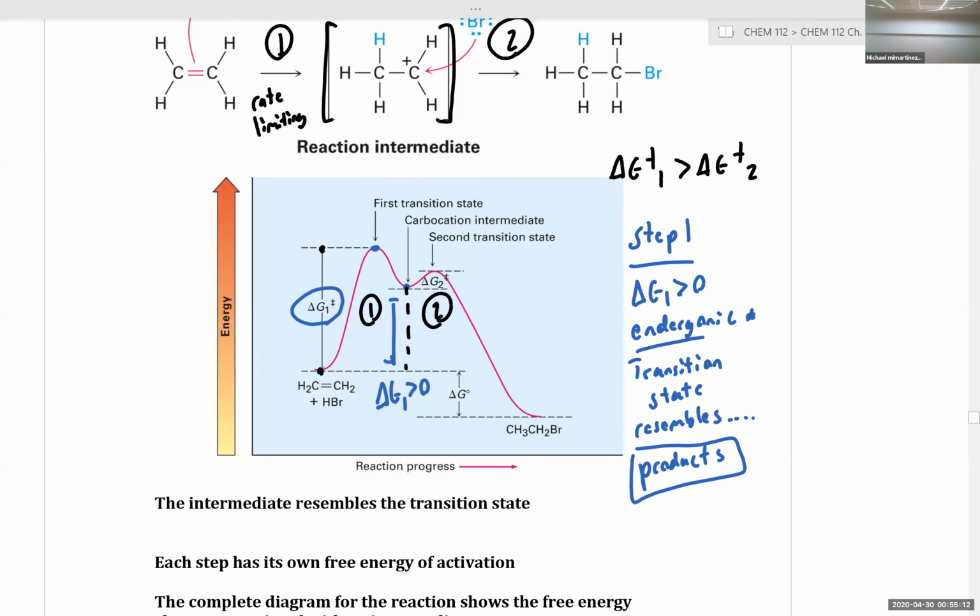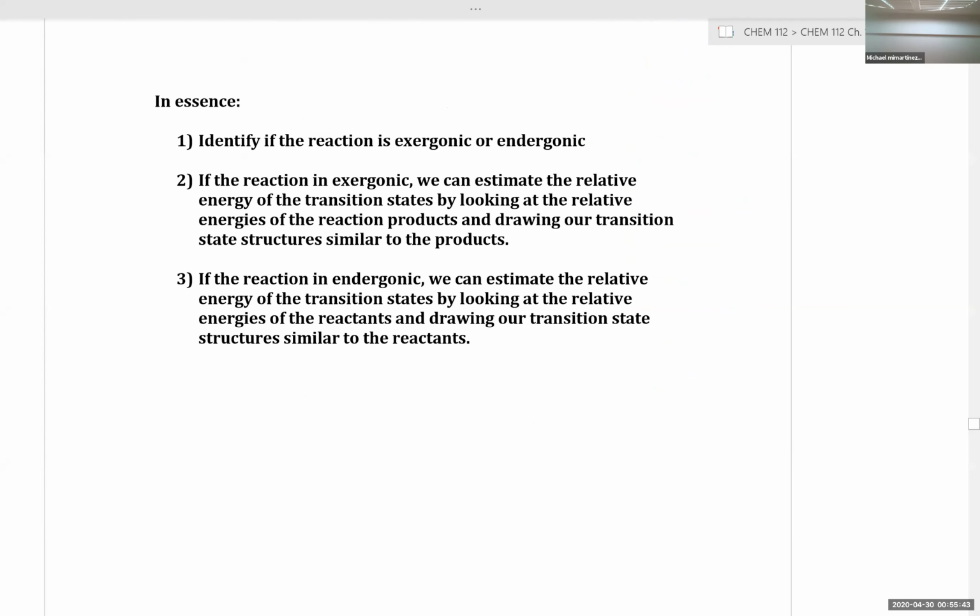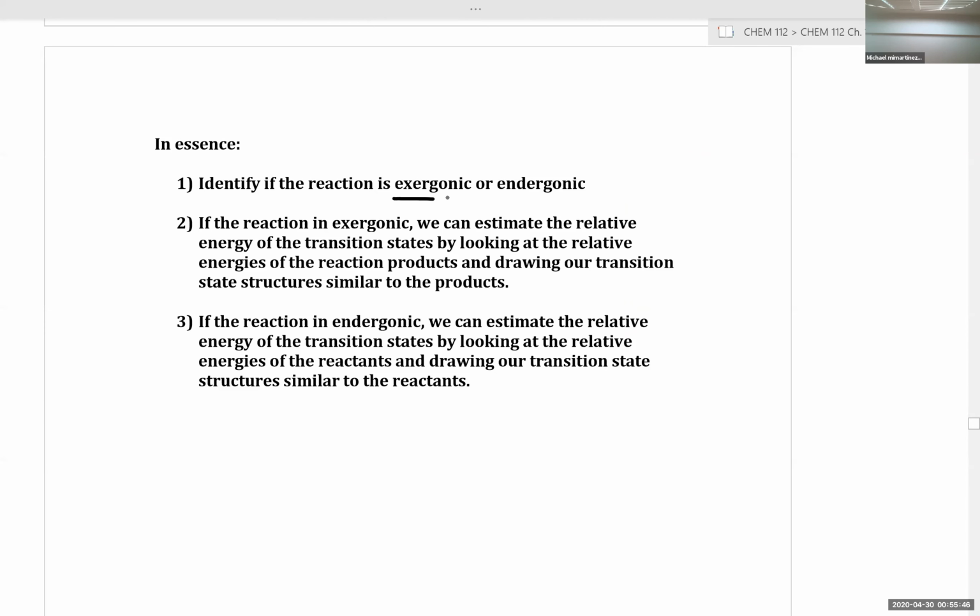Okay, so let's talk a little bit about this. So the intermediate often will look very similar to your transition state drawn, okay? Each step has its own Gibbs energy of activation, and a complete diagram for a reaction shows the free energy changes associated with an intermediate as well. Okay. So, in essence, here's what you're going to do. You're going to identify whether a reaction is exergonic or endergonic for each step.